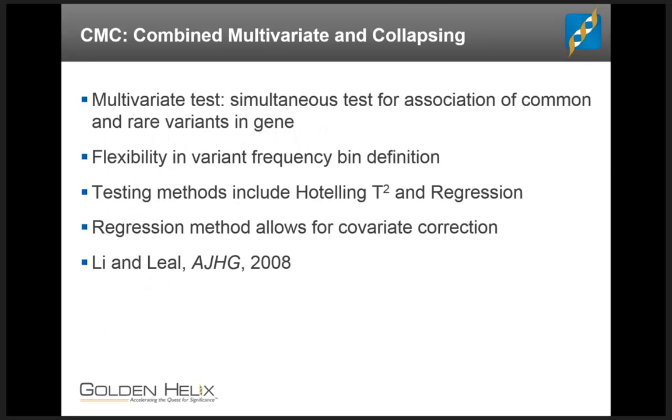CMC, to tell you a little bit more about it, is a multivariate test. It's a simultaneous test for association of both common and rare variants in a gene. It has some flexibility in how you determine what's common and what's rare. But it's a very flexible and useful test in many ways.